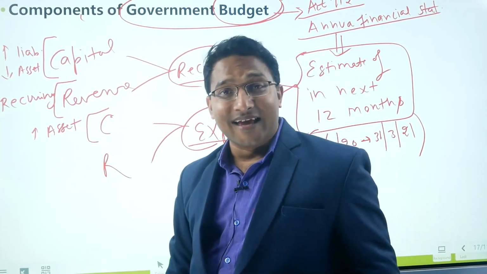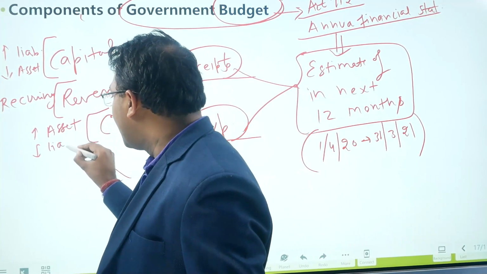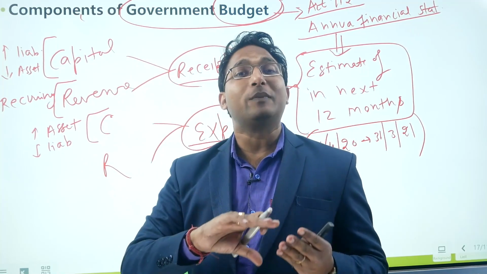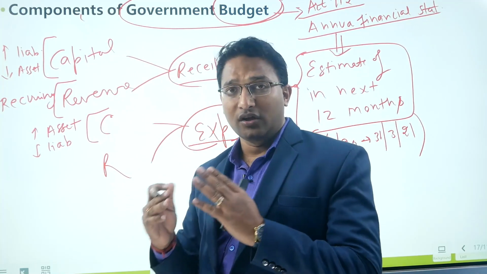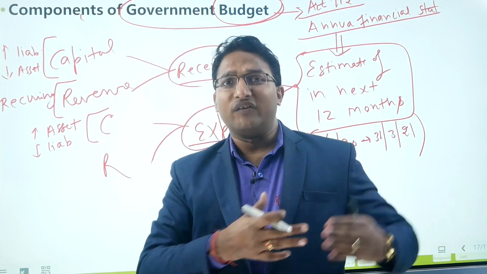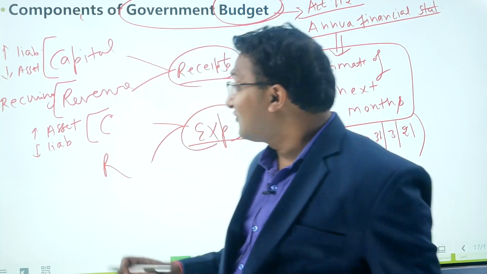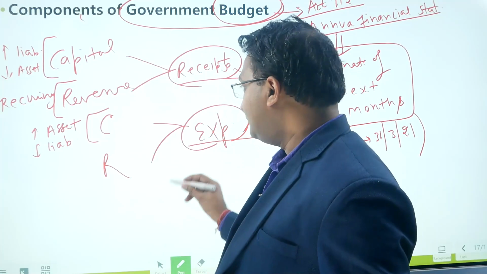So there is an increase in the asset, or there can be a decrease in the liability. Can you think of an example? The example is the government repays its already taken loan. So the government took a loan maybe a couple of years ago and now the government is returning this loan. So this will be a reduction in the liability or a reduction in the obligation.